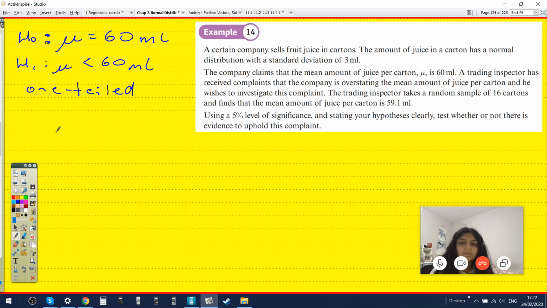So it was normally distributed, was it? Yeah. The mean is 60. And the standard deviation was what, sorry? 3 squared over 16. Yeah, so that's the variance, sorry. And then it says the mean amount is 59.1. So P(X less than 59.1) is equal to.